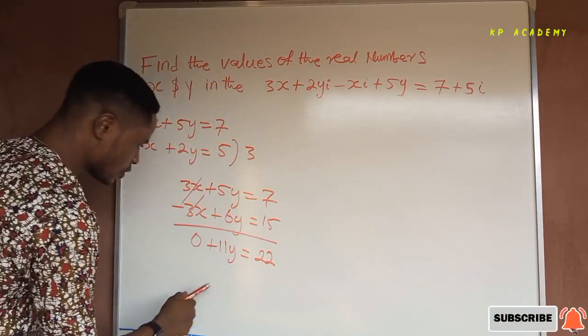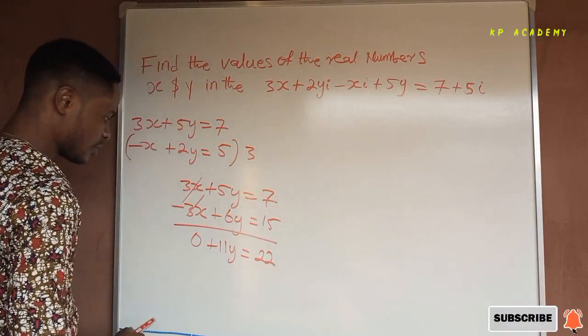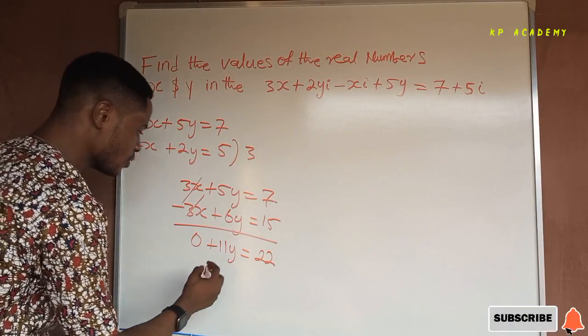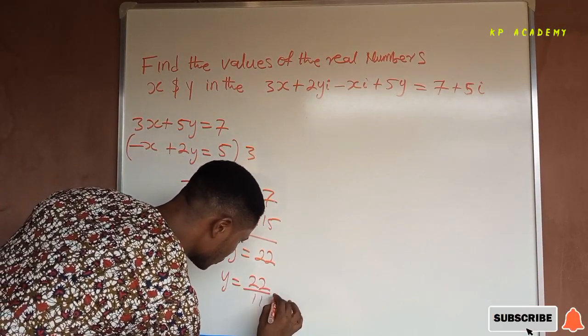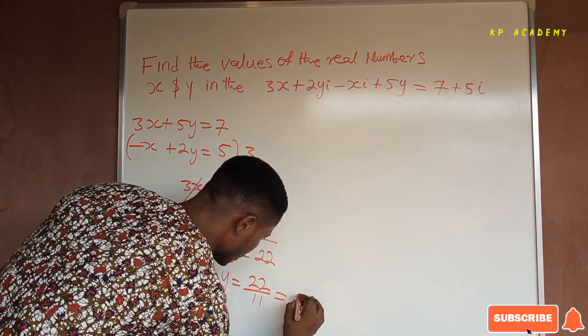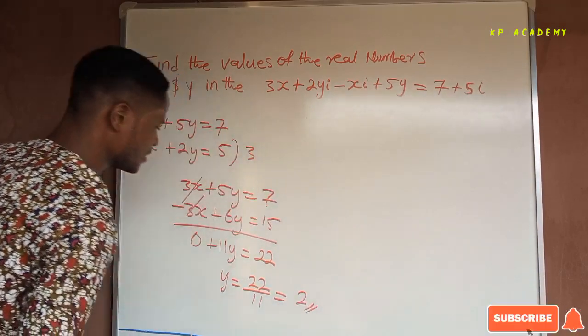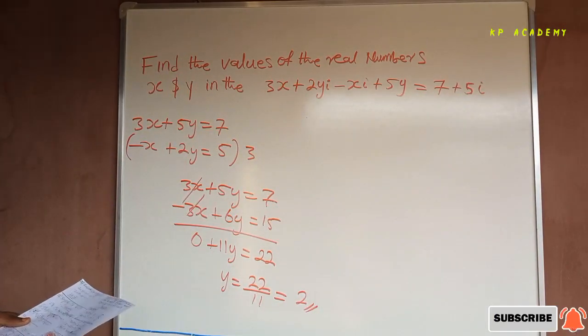Now, the next thing to be done is to make y the subject of the formula. Therefore, 11y is equal to 22. Hence, y will be equal to 22 over 11, which is nothing but 2. So y is equal to 2. Very, very important.